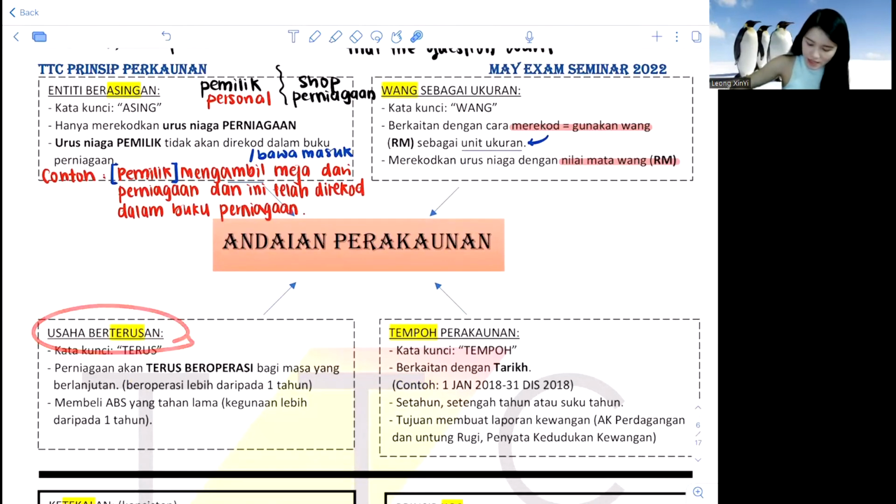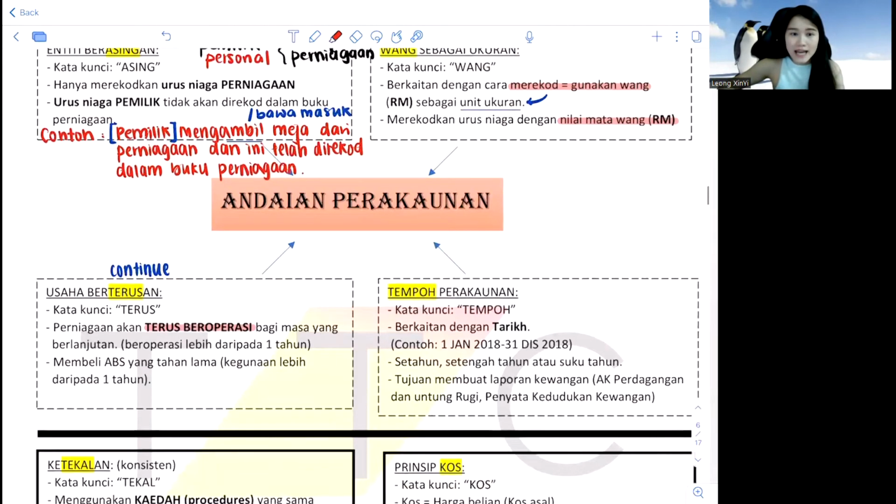Usaha berterusan. Keyword is terus. Terus means what? Continue. And when I mix it with the word usaha, usaha stands for effort, right? Continuous effort. For what? For the shop to continue growing or continue operating, right? So usaha berterusan, you will choose this whenever they talk about terus beroperasi. And of course, I'm not expecting when to stop, I'll just keep going on until the day where we cannot tahan anymore. Then we stop the shop, but our aim is going to be further than a year.